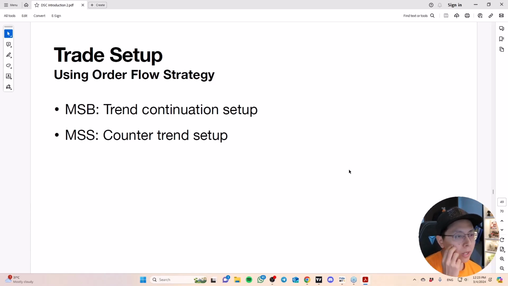So why is it important to have that setup? Because it gives you the discipline to follow your strategy, to follow the conditions that you've set for yourself, and you don't overtrade. So again, to keep things simple, you just need two types of setup. One is to trade a trend continuation, one is to trade a counter trend.